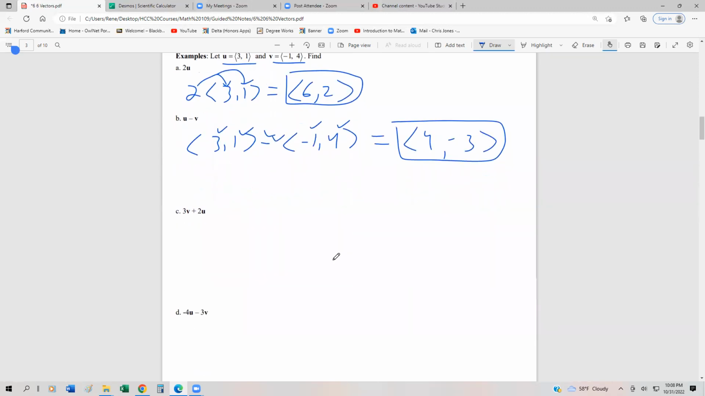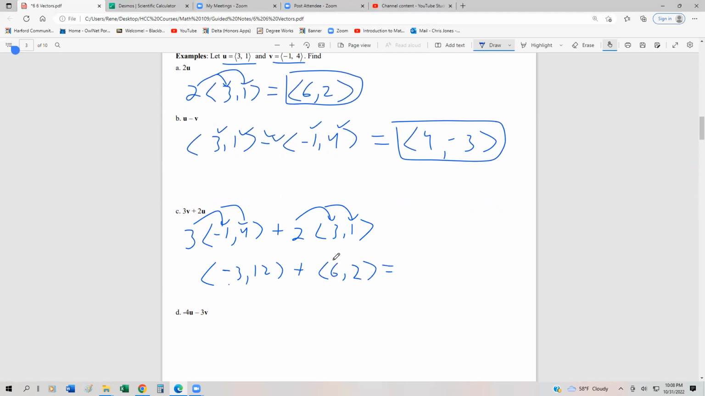3v plus 2u. Okay, so we're going to have 3 times negative 1, 4 plus 2 times 3, 1. We're going to multiply the scalar first. Okay, so that's going to be negative 3 comma 12 plus 6 comma 2. And now we're just going to add. Okay, so we have negative 3 plus 6 is going to be 3. 12 plus 2 is going to be 14. Okay, so that's literally all we have to do with this.